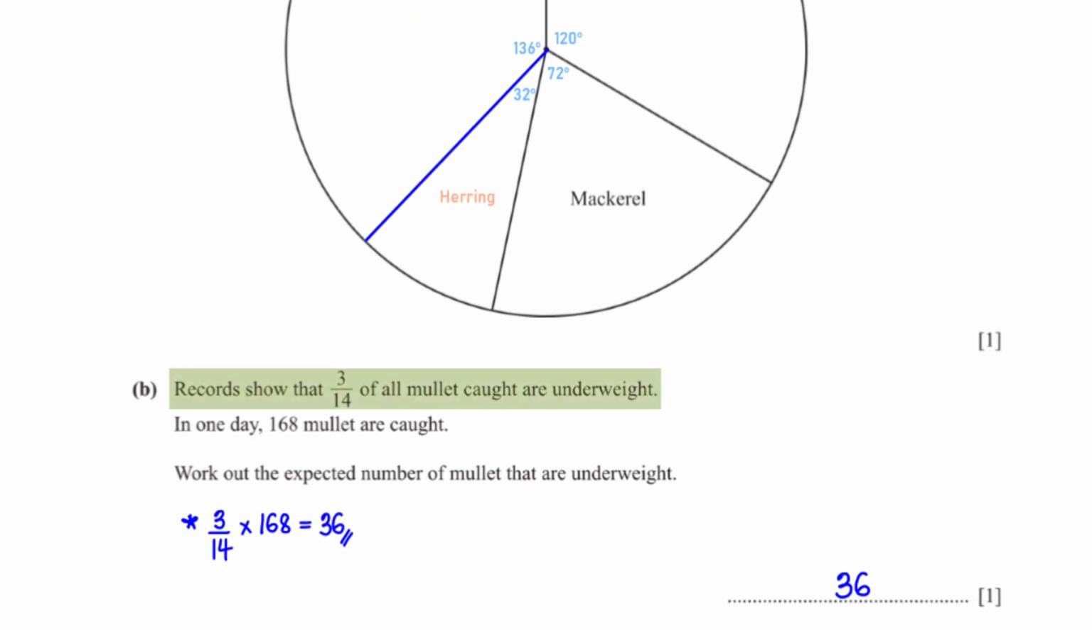Records show that 3/14 of all mallets caught are underweight. In one day, 168 mallets are caught. Work out the expected number of mallets that are underweight. To get this number, we multiply 3/14 by 168. This gives us 36.